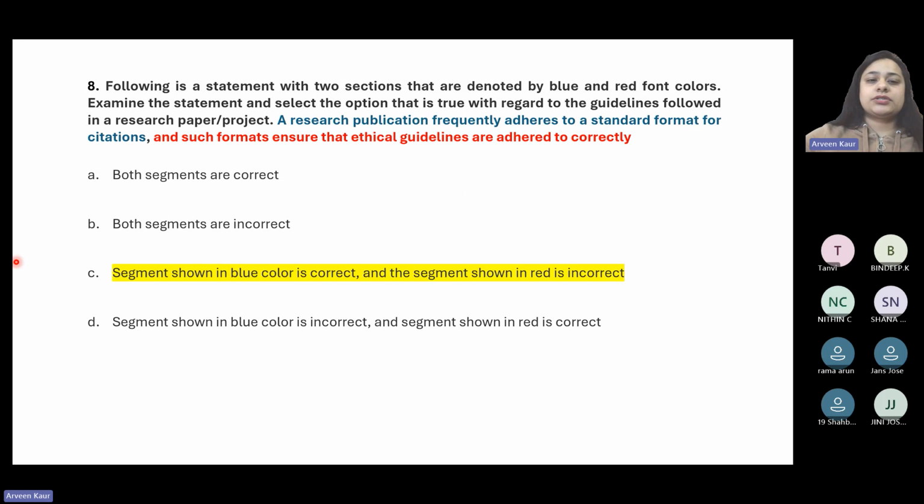Okay. So the answer for this one is C, that is, the blue statement is correct while the red statement is incorrect, right? So it is true that research publications frequently adhere to a standard format for citations, right? There might be some publications who say that we want the title of the paper, then we want the first author name, followed by et al.